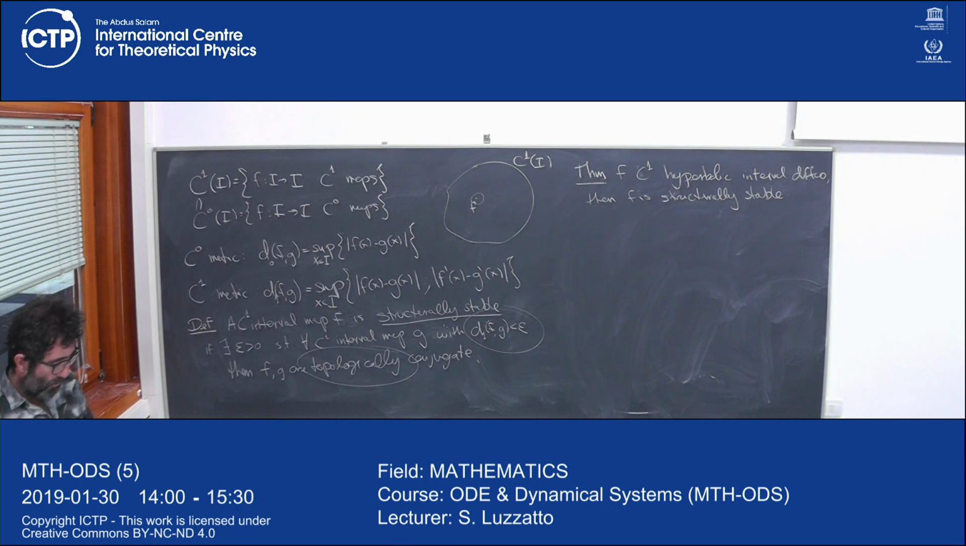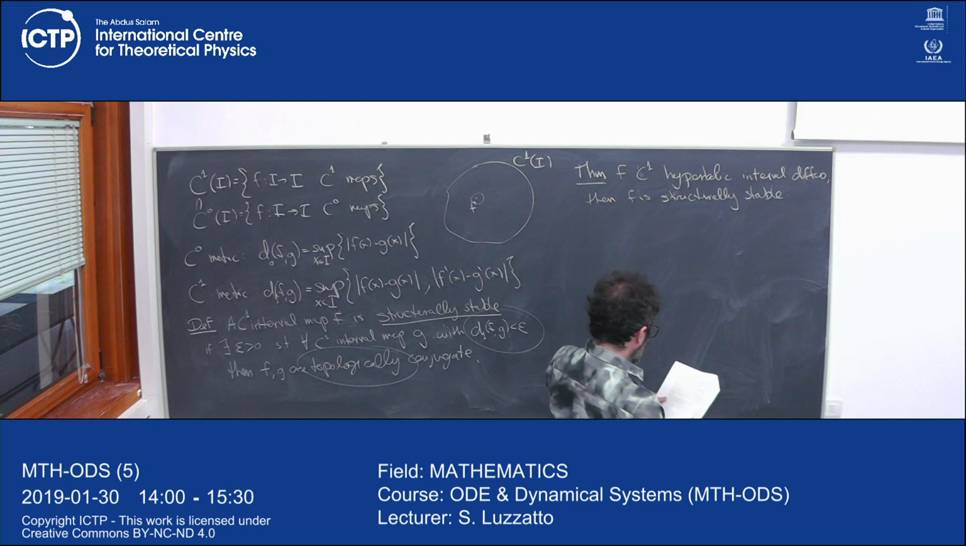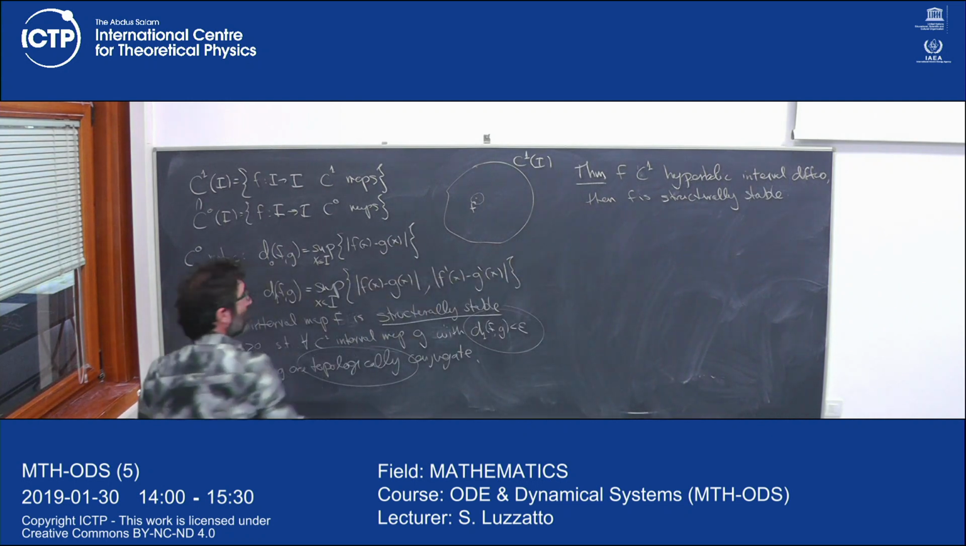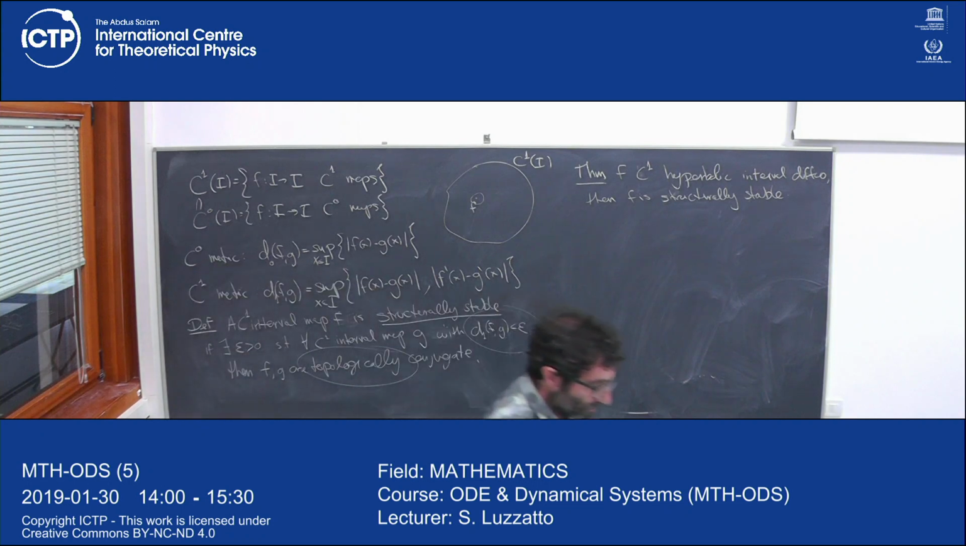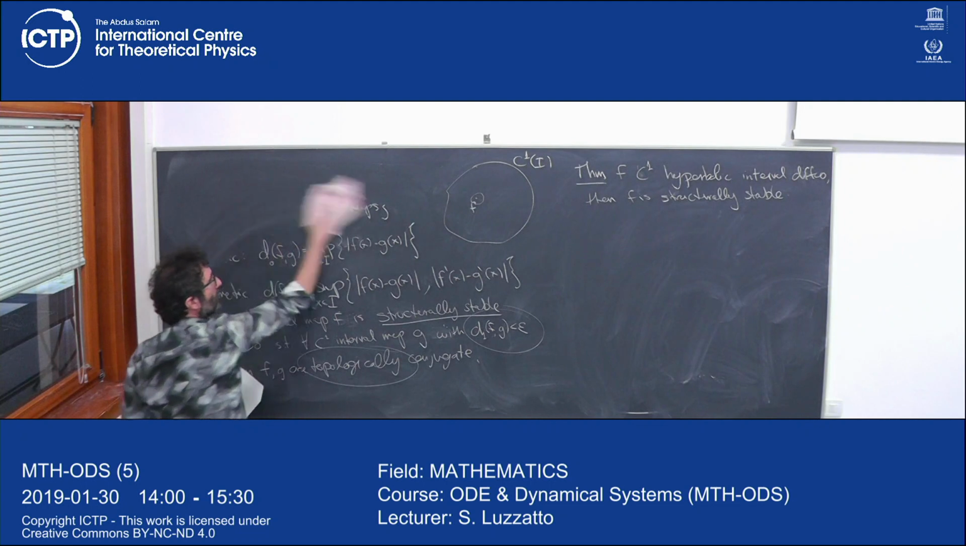So I will sketch the proof of this, and then I would like you to make sure that you complete the proof, right? But first, let's just quickly look at what happens if it's not hyperbolic. Can it be not structurally stable?